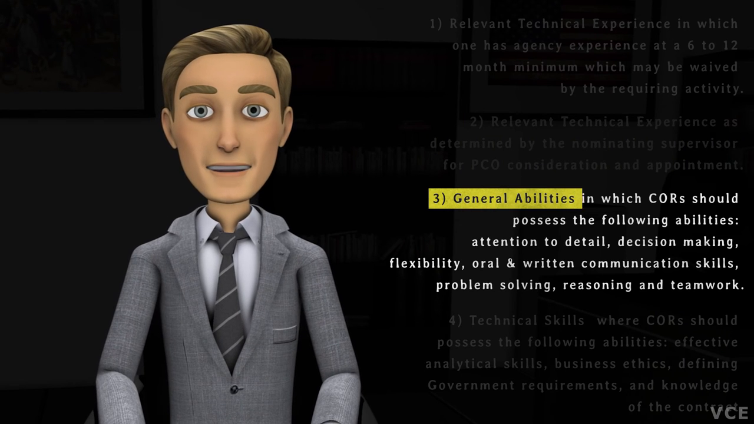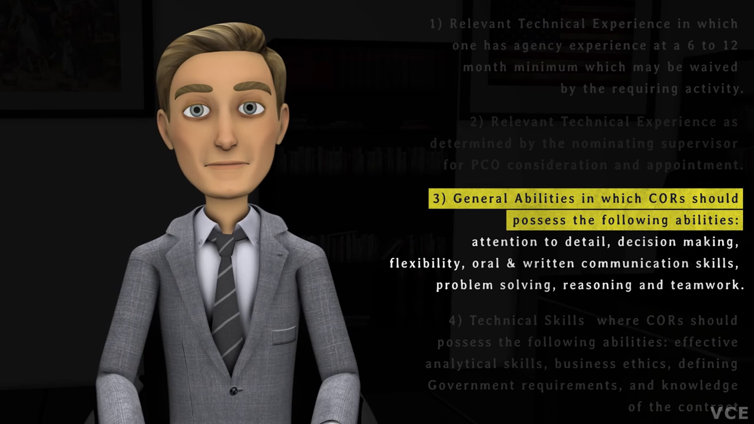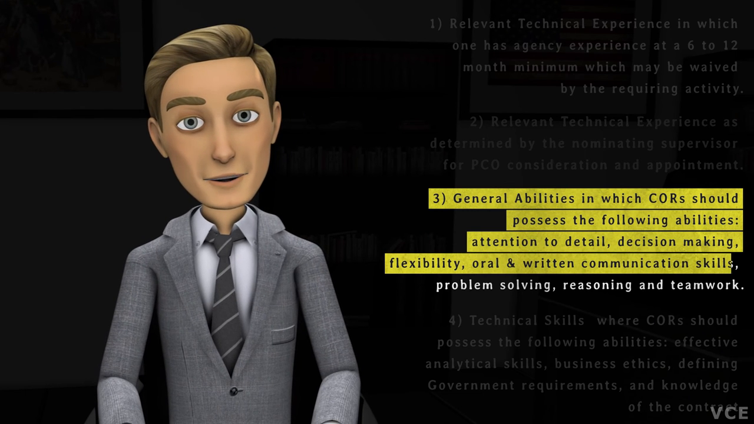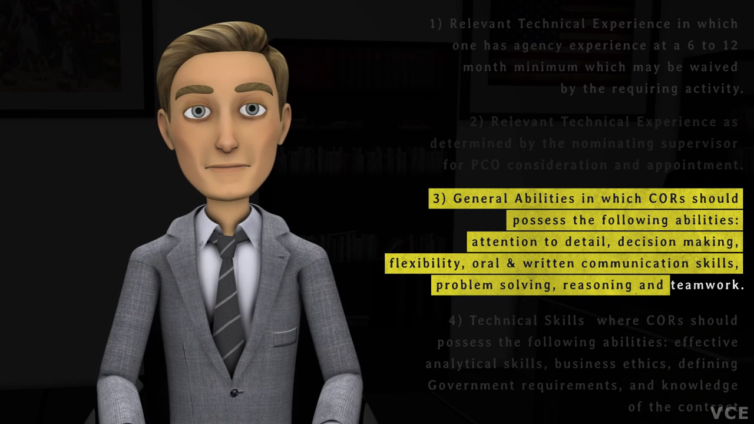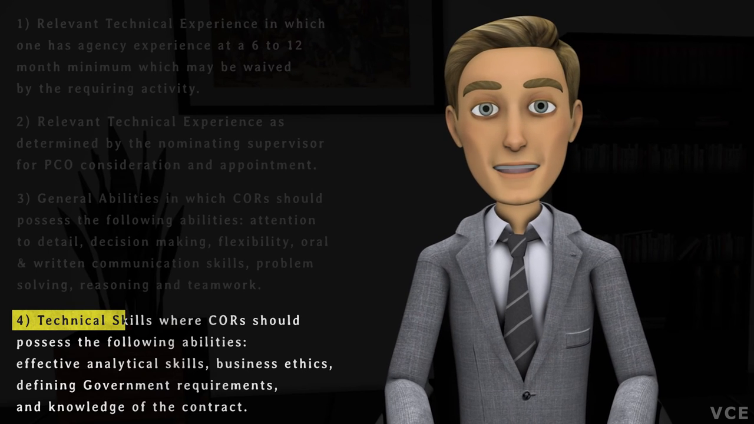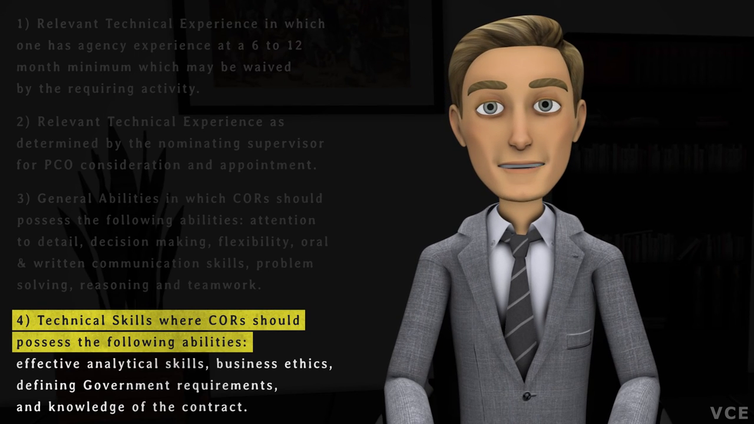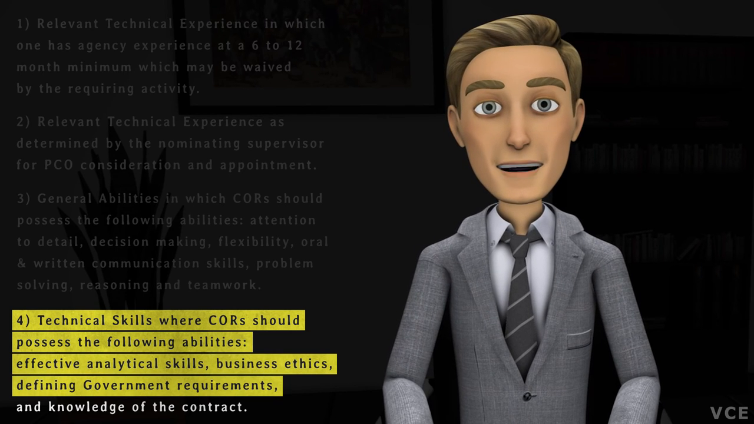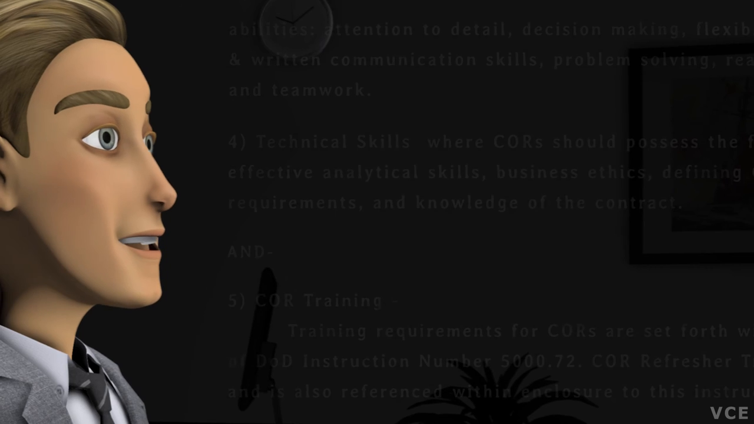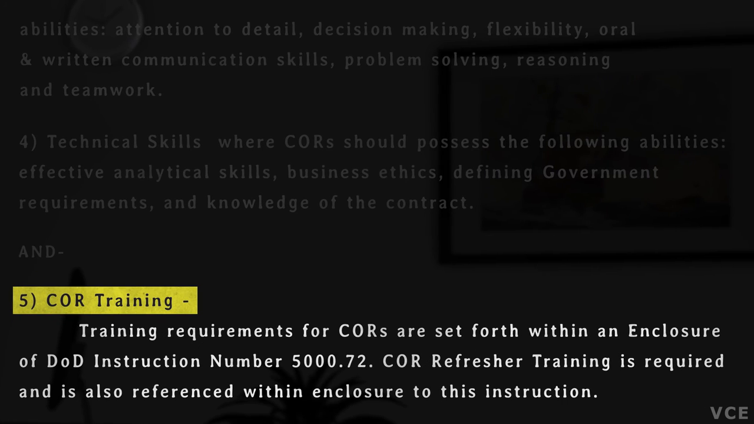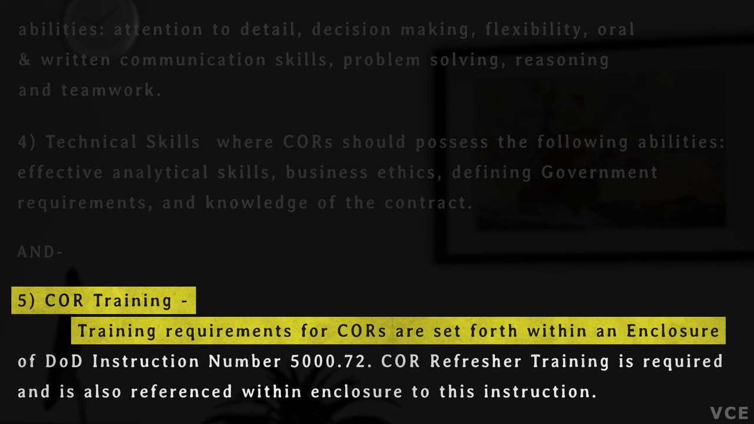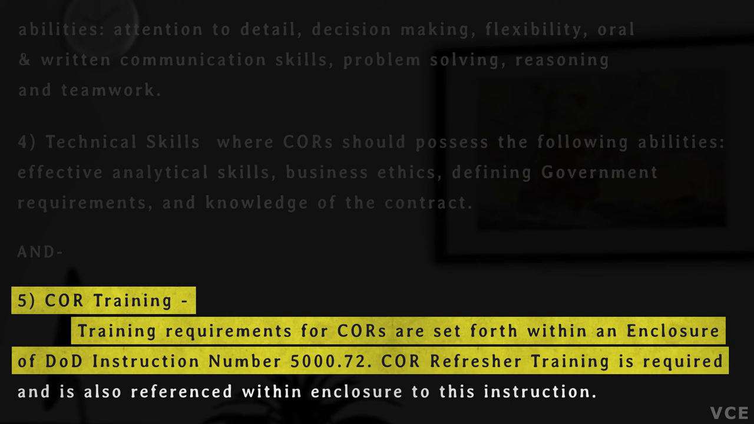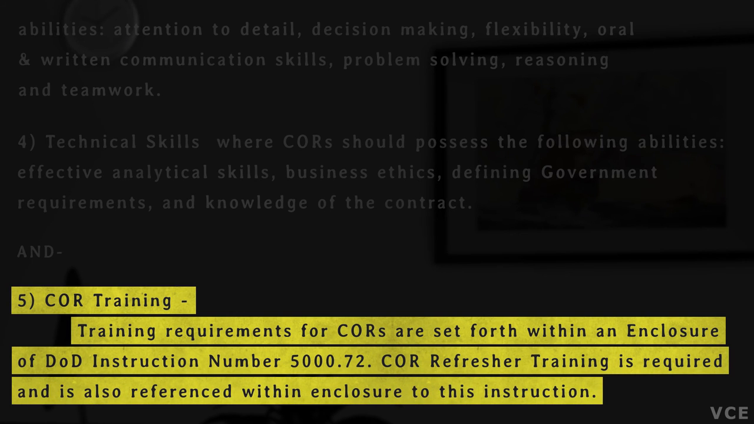3. General abilities, in which CORs should possess the following abilities: attention to detail, decision making, flexibility, oral and written communication skills, problem solving, reasoning, and teamwork. 4. Technical skills, where CORs should possess the following abilities: effective analytical skills, business ethics, defining government requirements, and knowledge of the contract. And 5. COR training. Training requirements for CORs are set forth within an enclosure of DoD instruction number 5000.72. COR refresher training is required and is also referenced within the enclosure to this instruction.